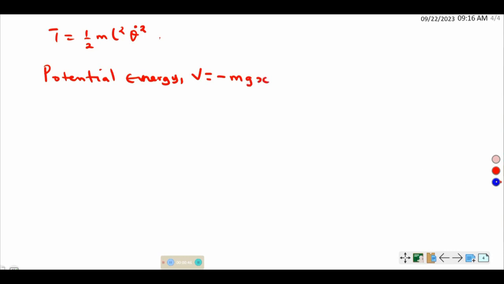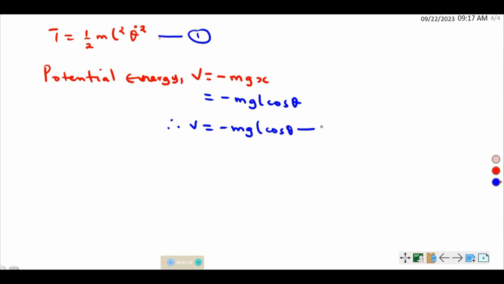Now from there, we already have our x as L cos of theta, meaning that our V will simply be negative m g L cos of theta. So we have T, which we can give equation 1. We have V, which we can give equation number 2. So let us look at Lagrange's equation.